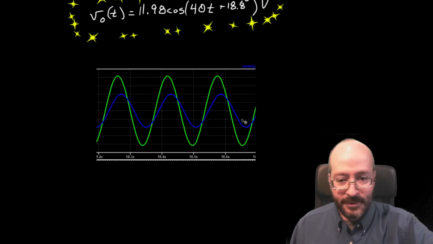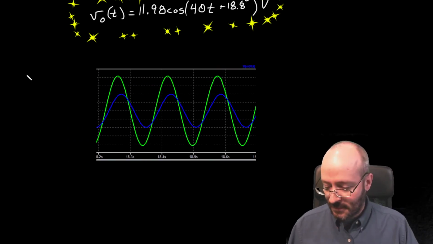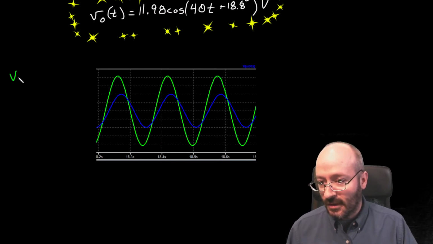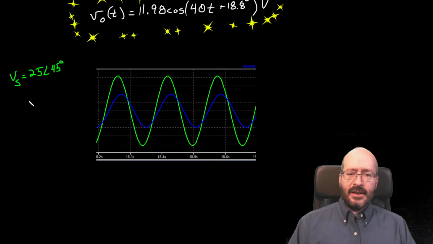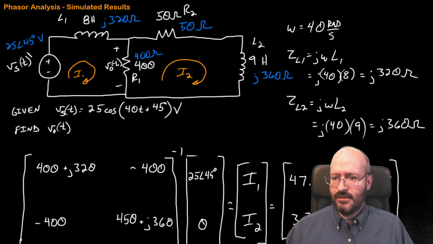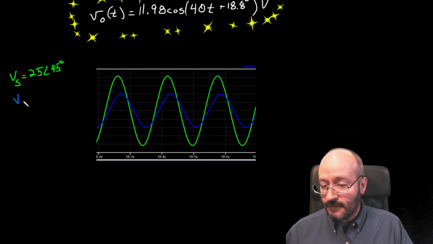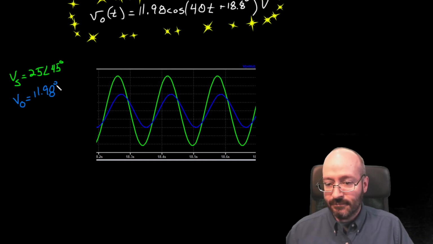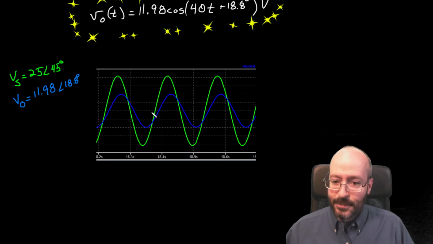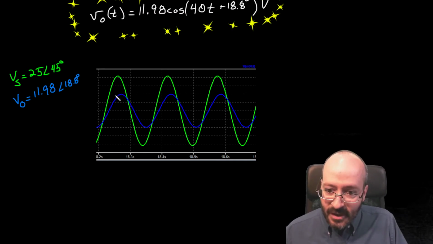There's our output. Okay. Our input is in green here. So this is VS, right, was 25 at an angle of 45 degrees. Okay. And is that right? Yep, 25 at an angle of 45. And our V out was 11.98 at an angle of 18.8 degrees.